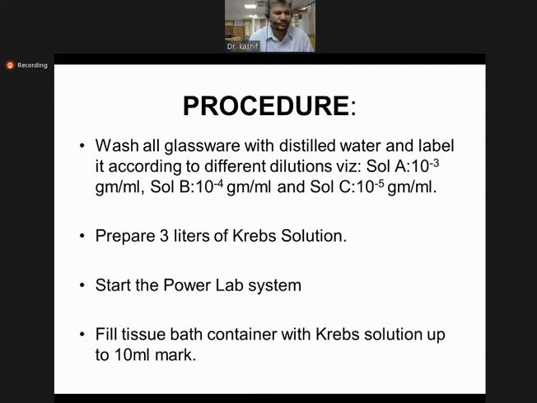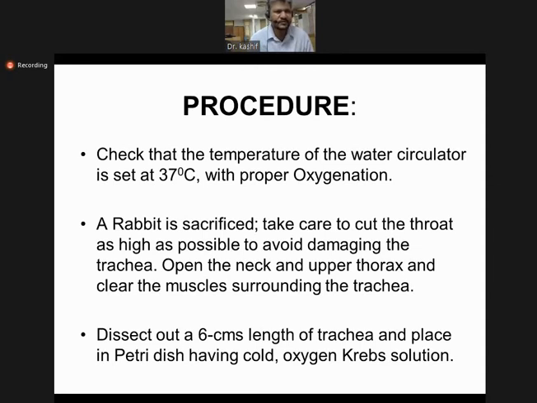You start the PowerLab system, and then you take out the tissue from the rabbit trachea and dip it into the crab solution. Before you dip it into the solution, you should know that the temperature of this medium should be not the room temperature but the body temperature, 37 degrees Celsius. The tissue requires the human body temperature, that is 37 degrees centigrade.